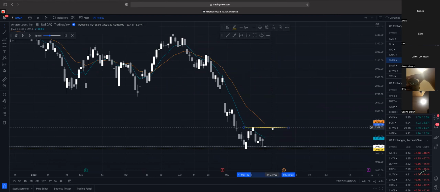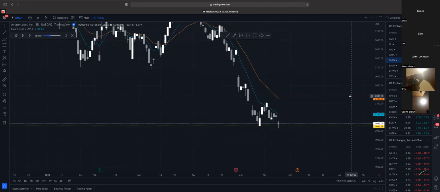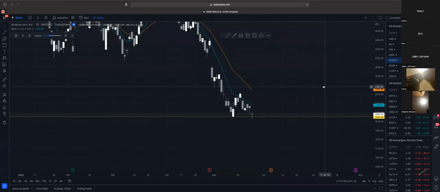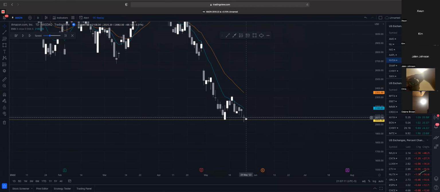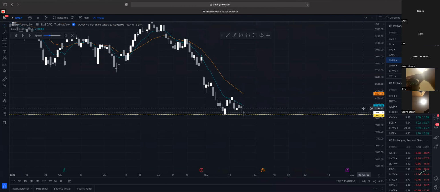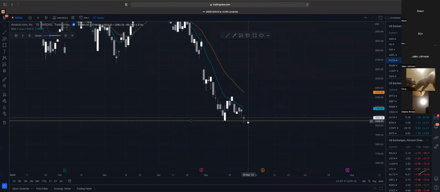Think about where it makes the most sense. Does it make sense for Amazon to make this huge sell-off? Does it make sense to keep running puts on Amazon? Is the risk to reward to the downside or to the upside? That's how you're looking at it. So that's one of the key things.